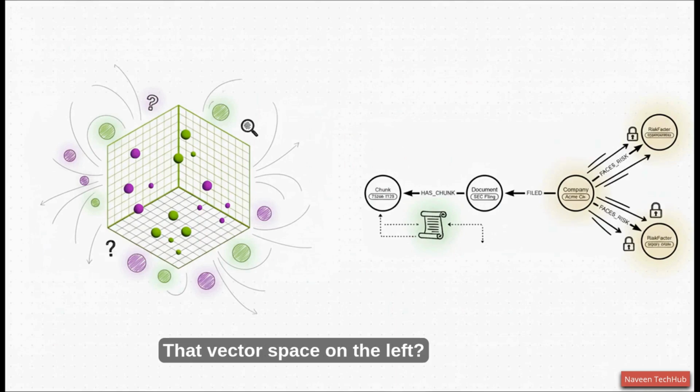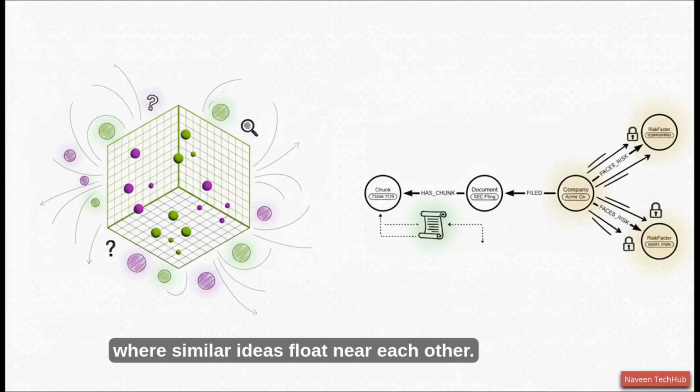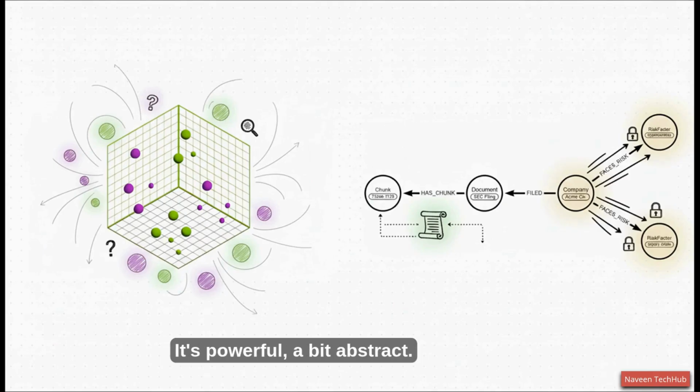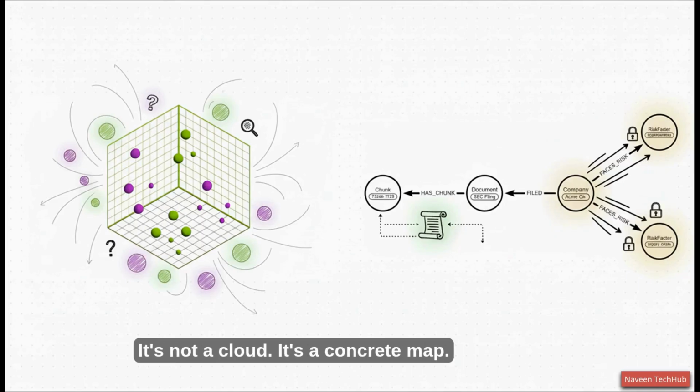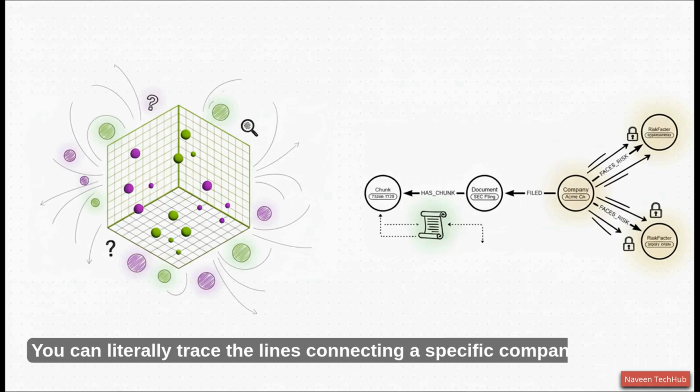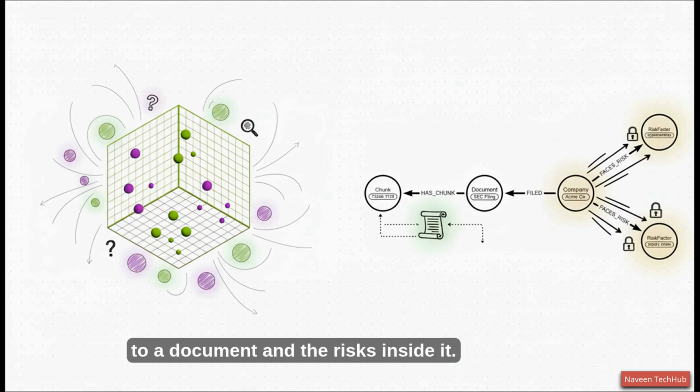That vector space on the left, think of it like a giant cloud of concepts where similar ideas float near each other. It's powerful, but it's a bit abstract. Now look to the right, at the knowledge graph you might build in Neo4j. It's not a cloud, it's a concrete map. You can literally trace the lines connecting a specific company to a document and the risks inside it. You're not guessing at a relationship, you're following a proven path.